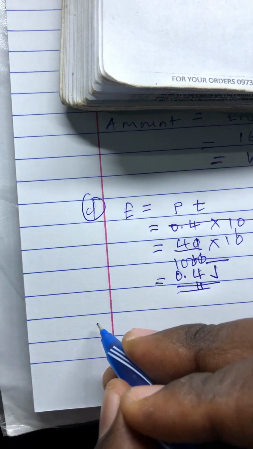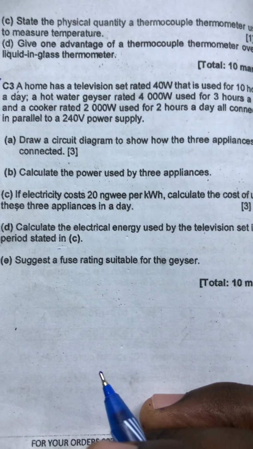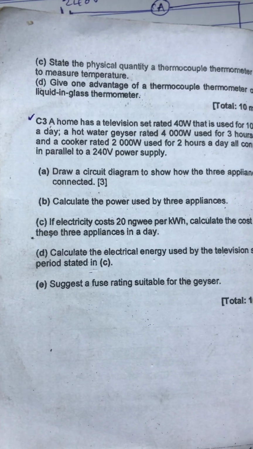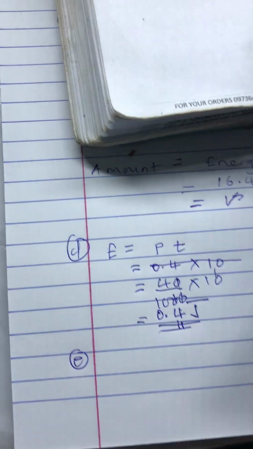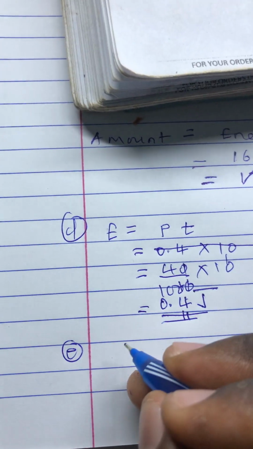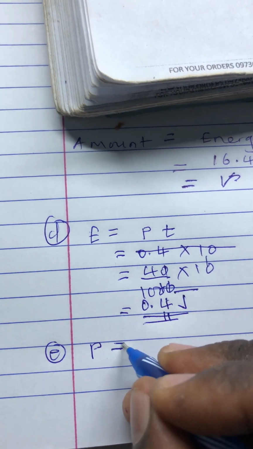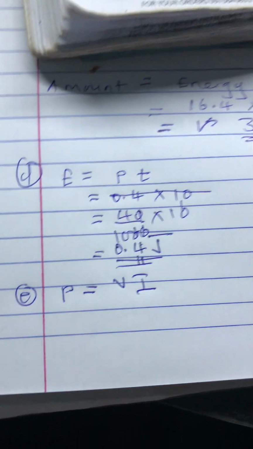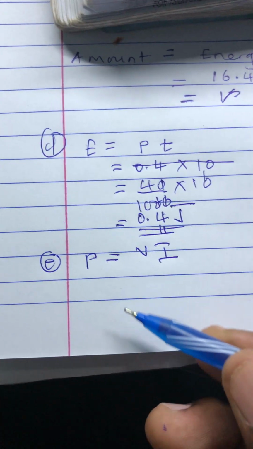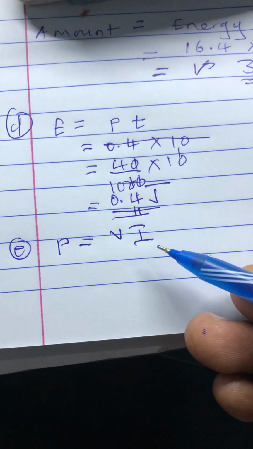E. Suggest a fuse rating suitable for the geyser. So the geyser is rated 4000 watts. So how are we going to calculate the suitable fuse rating? We're going to say power is equal to VI. We're going to use the formula for power. Why? Because we have the power and then we have the voltage. So now we are going to calculate for current.